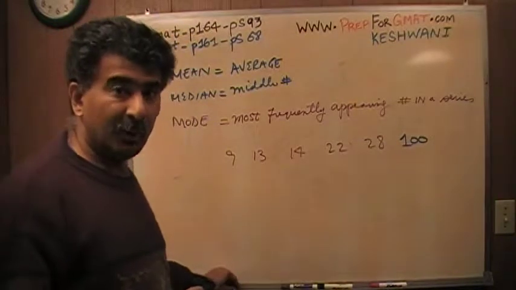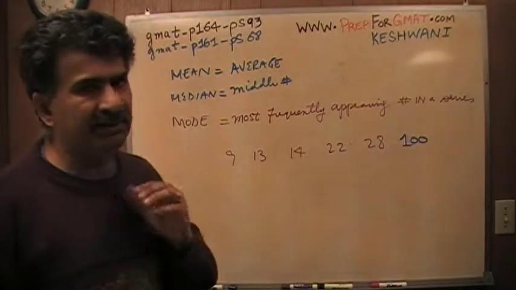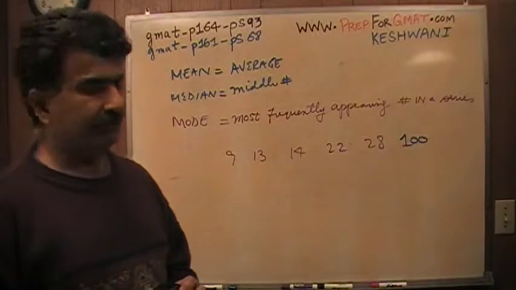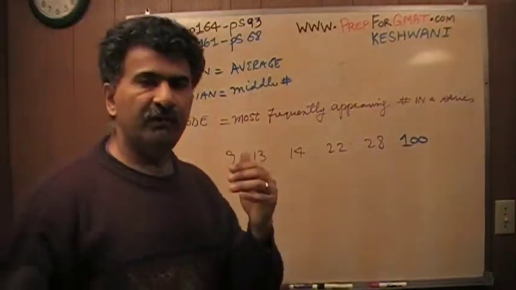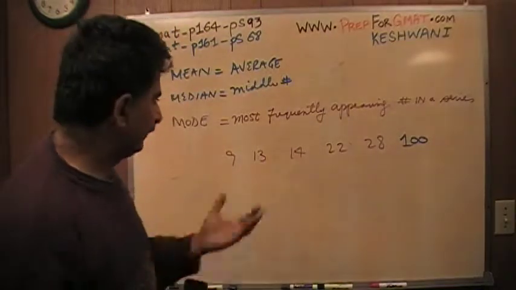If each number appeared twice precisely, there would not be any mode either. If each number appeared 3 times precisely, there would not have been any mode. You're looking for the number that appears most frequently. There is no mode here.